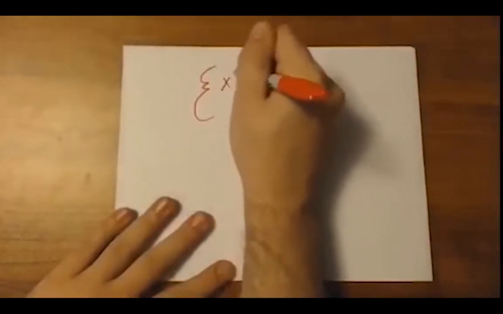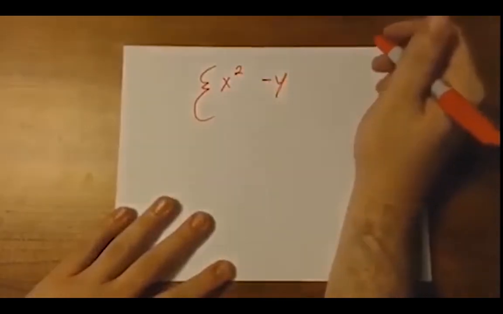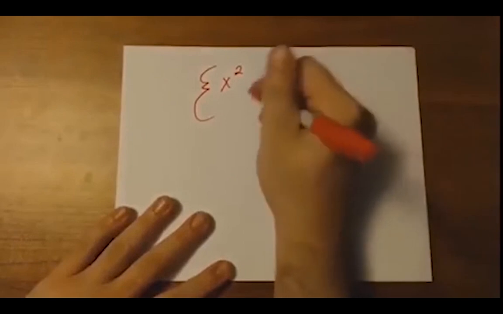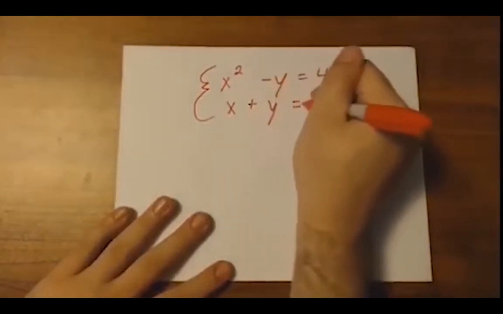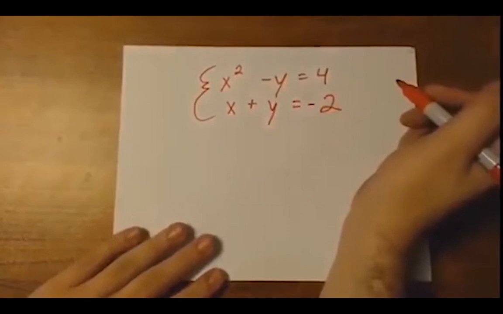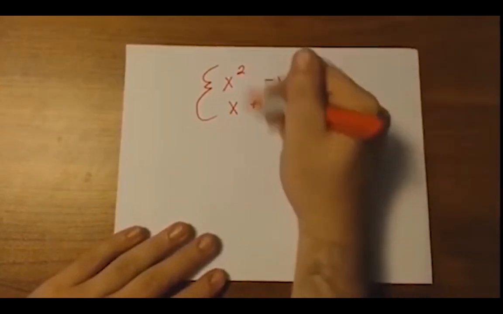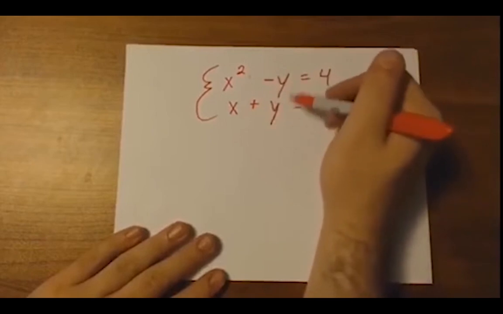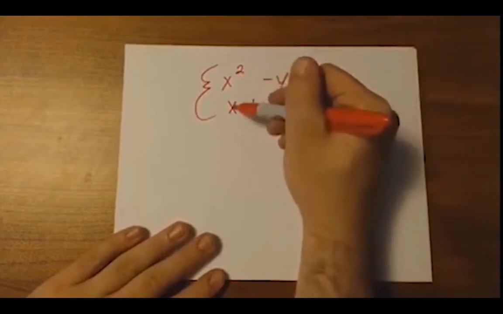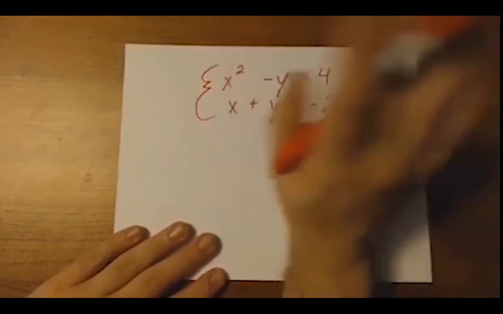A system of equations in which at least one equation is not linear is a non-linear system. So substitution is going to be your go-to in this case. So we have x squared minus y equals 4, and x plus y equals -2. I know it looks like, hey, let's use elimination, but x squared plus x is x squared plus x. We don't want to do that.